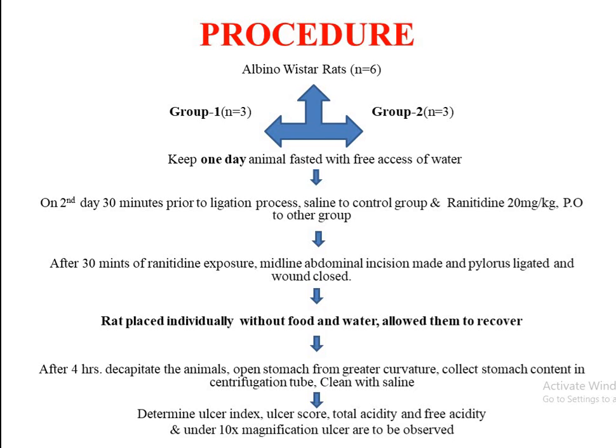So what will be the procedure? First we will talk about the Pylorus ligand SHAY rat model, and then we will discuss the NSAID induced model. So here we are discussing the Pylorus ligand model. In this procedure we will take albino Wistar rats, n equal to 6. We will divide them into two groups, and keep in mind that animals must be fasted with free access to water. On the second day we will ligate.